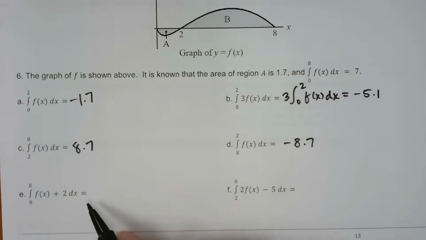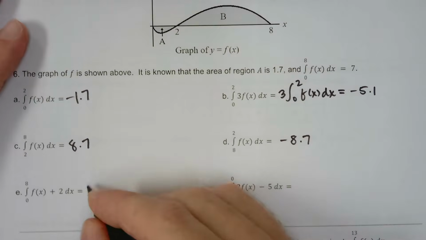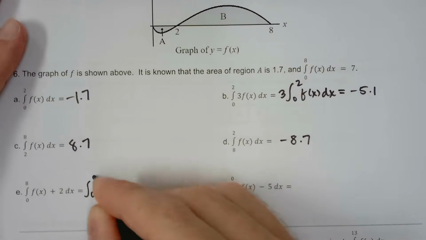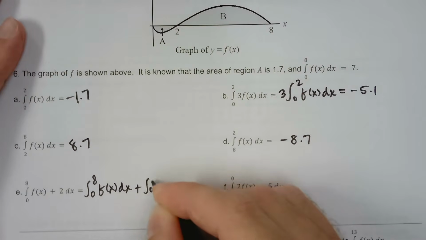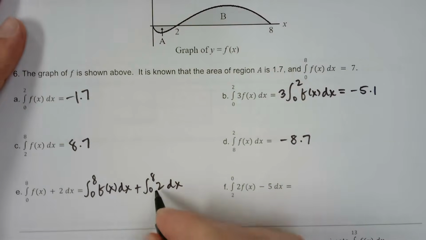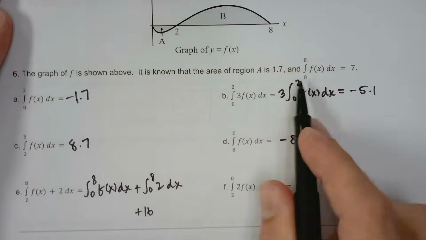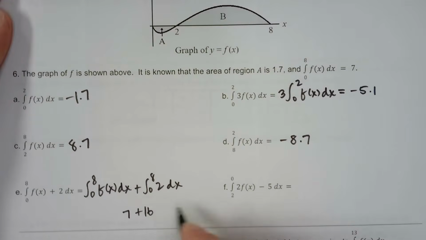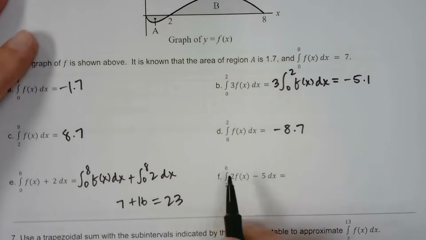Okay, and now this one is where we're going to start adding stuff on, and it's going to get a little bit more complicated. So I've got f of x plus 2. And I think what I would recommend is that we split this up into 2 integrals. That's one of our properties. This is going to be a rectangle with height 2 and width 8, so I'm going to add 16 to it. The integral from 0 to 8, we already knew that. That was 7. So 7 plus 16 is going to be 23. And then 2f of x minus 5 from 2 back to 0.